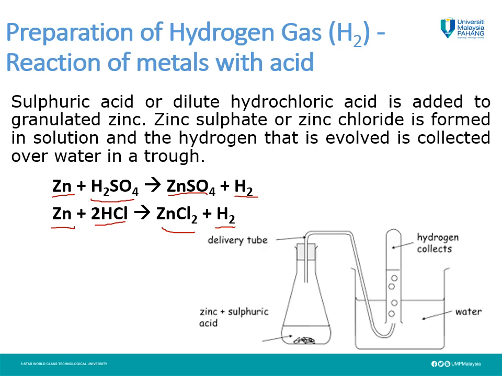Similarly to the first method, in the Erlenmeyer flask we have the metal reacting with acid, so the gas evolves. It can be collected into a tube. The tube that contains hydrogen gas can be tested using a burning splint.